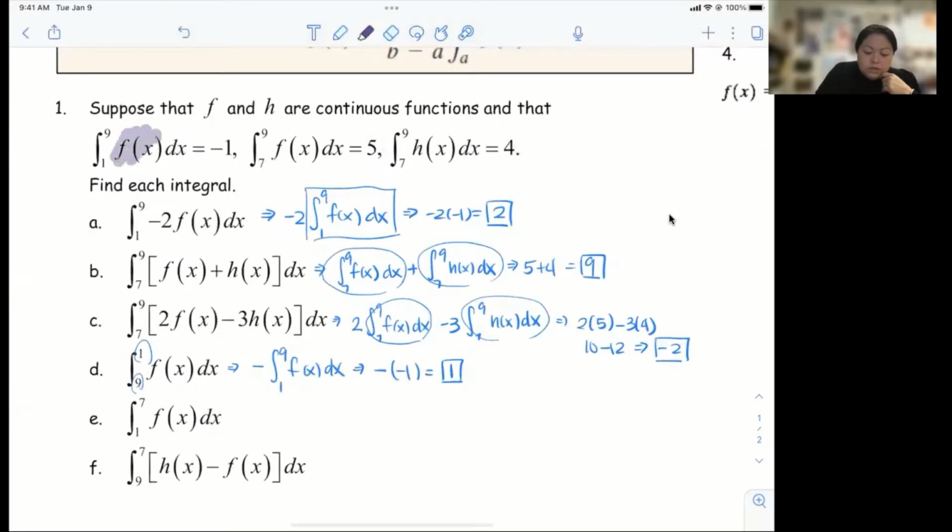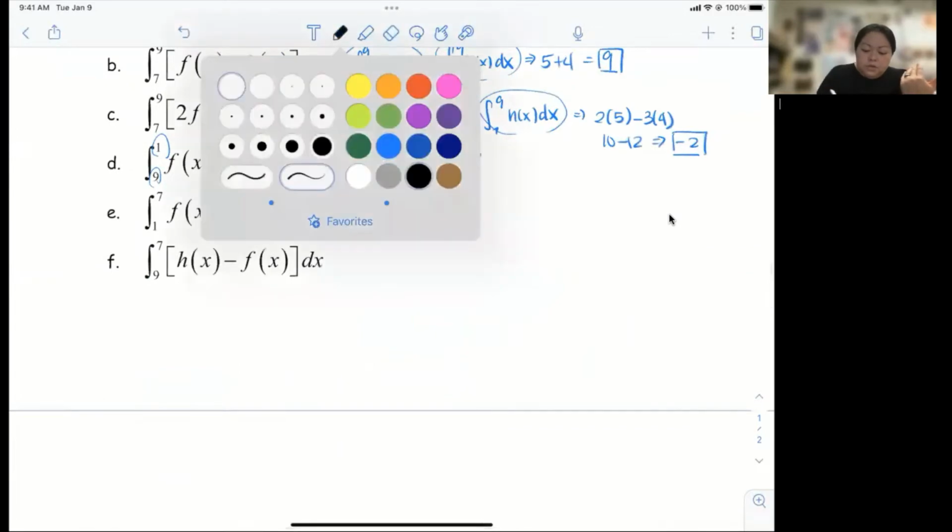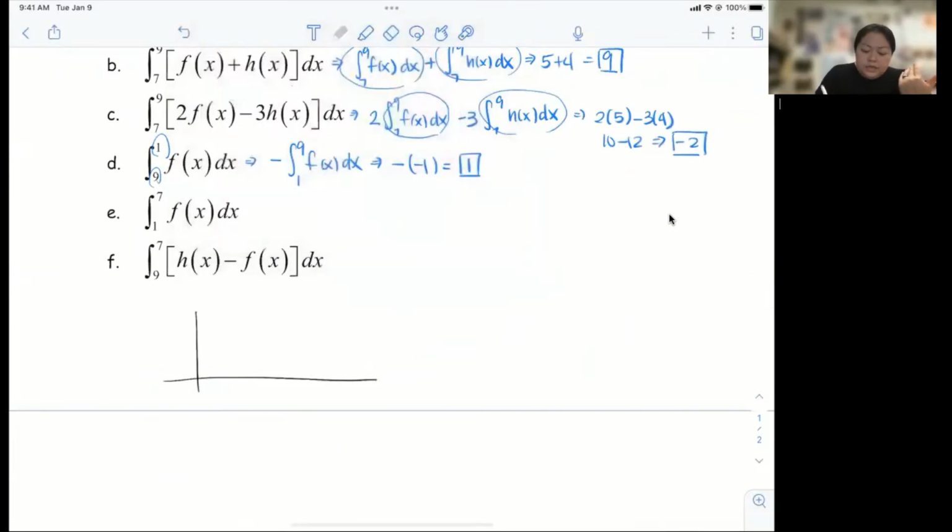So I'm only dealing with this one and this one. I'm not dealing with the h of x. Now, looking at the information I have 1 to 9 and 7 to 9, but I want 1 to 7. So think in terms of how arbitrary this can be. So if I'm looking at it as an area under the curve, here's my f of x, right?